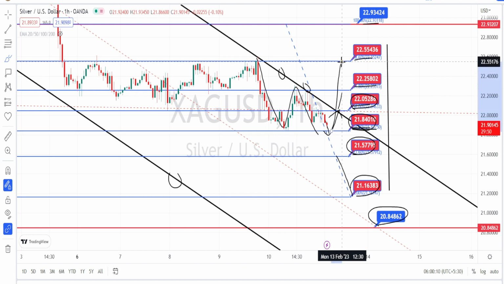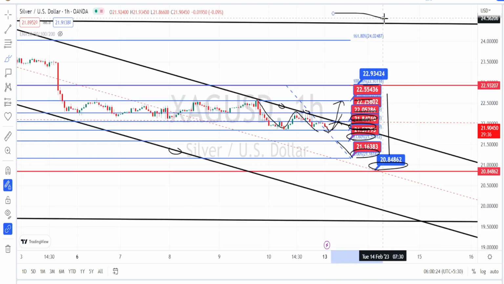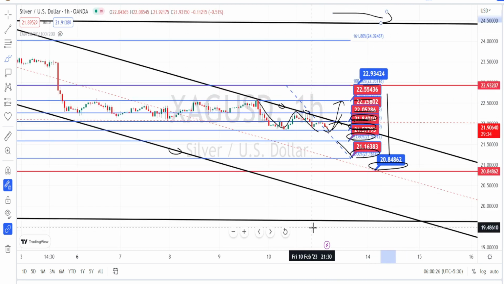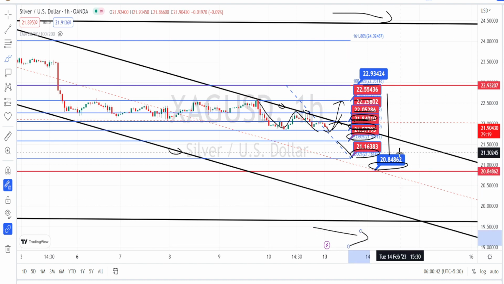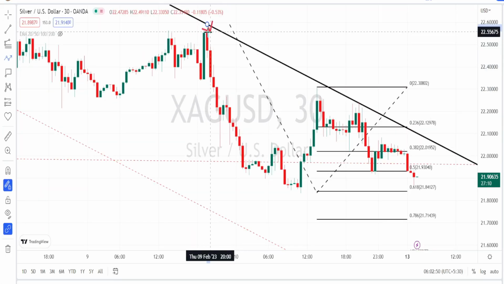The bounce back on the bullish side will be considered only as a retracement. It's not a trend reversal, because when we look at the overall trend of the price action from the higher time frame, it is on a bearish trend for now. Let us look at the price action in 30 minutes time frame.